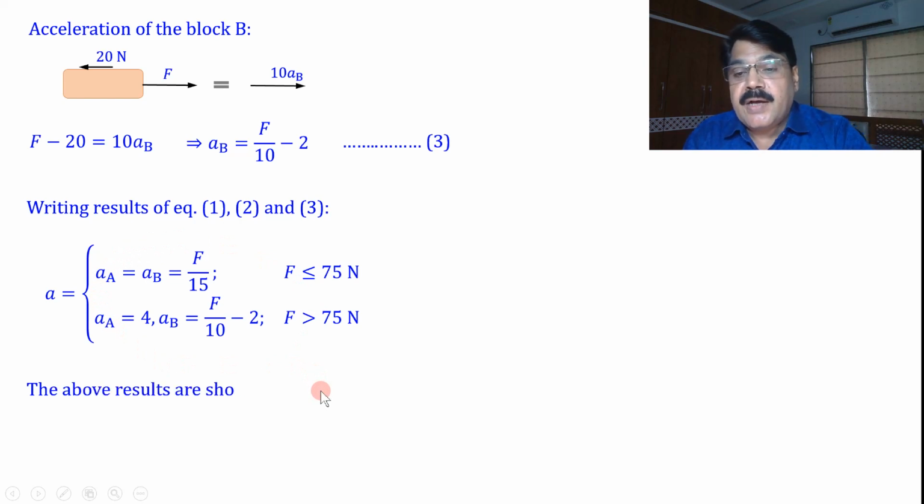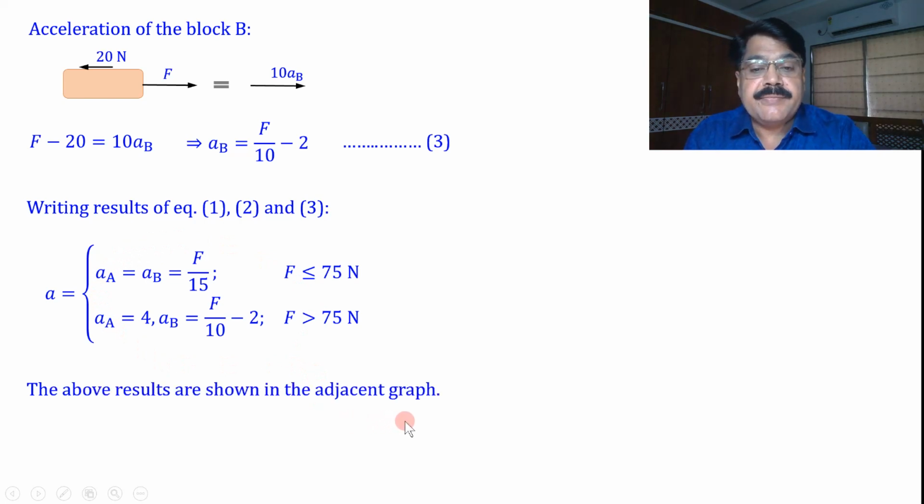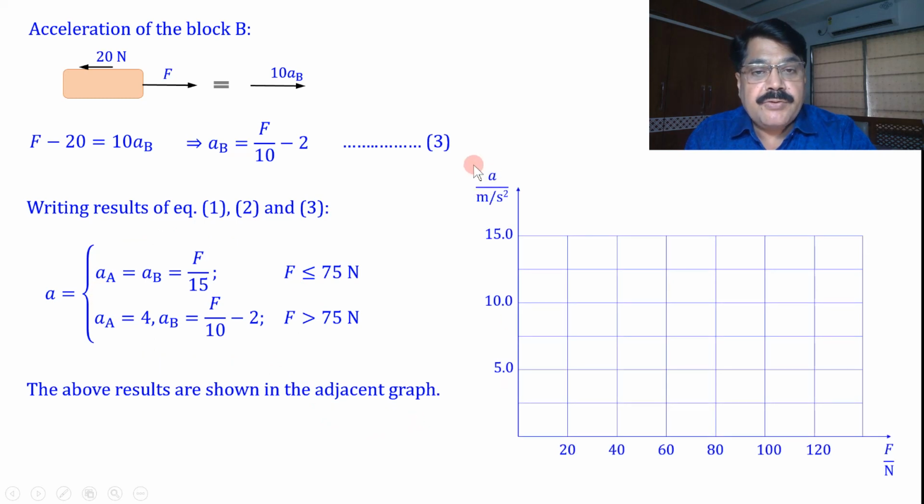The above results are shown in the adjacent graph. Now just see, again we show acceleration upon its unit and force upon its unit. So in this way we are showing only the numerical value of acceleration on the ordinate and only the numerical value of the force on the abscissa. So you can see the values 20, 40, 60, 80, 100 and 120. So 75 will be somewhere here. At 75 Newton, the graph will become discontinuous. So till 75, this equation we have to plot. It will pass through the origin, so this way.